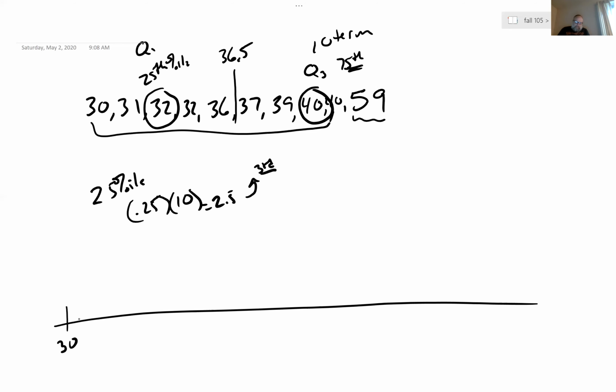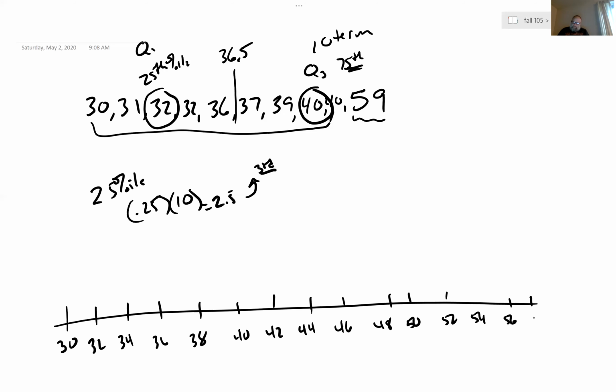So because the data is this way, I'm going to go by ones, I guess. Well, that was dumb. I'm going to count by twos. I'm going to run out of room before I get to 59. That's the only reason. Sorry. Didn't think about that. So that's what outliers mean, Jay. Pay attention. Cool. There we go.